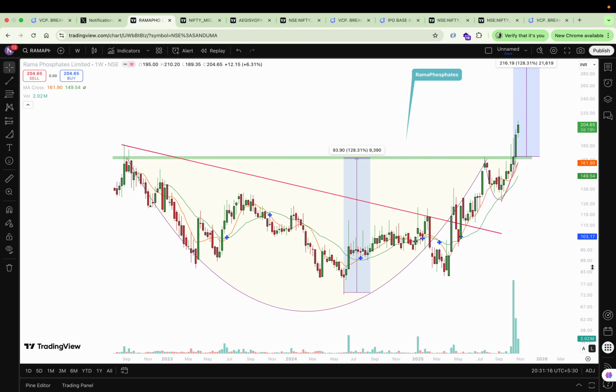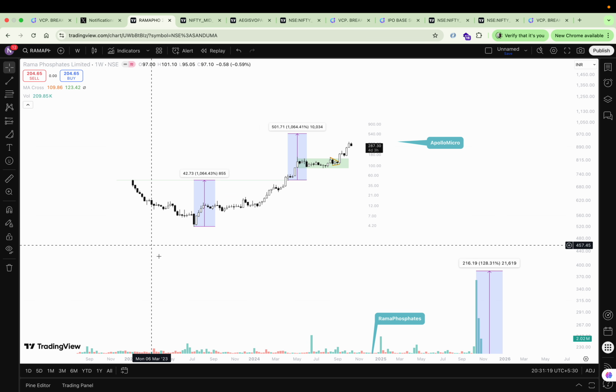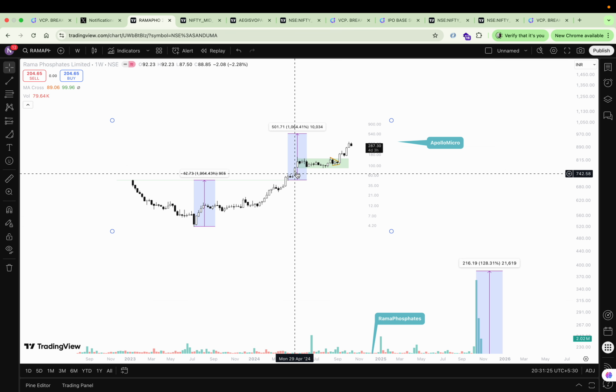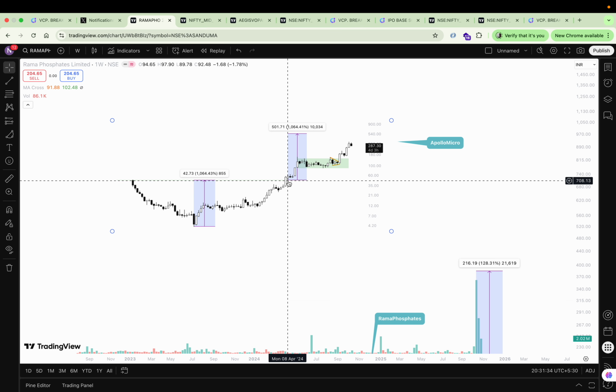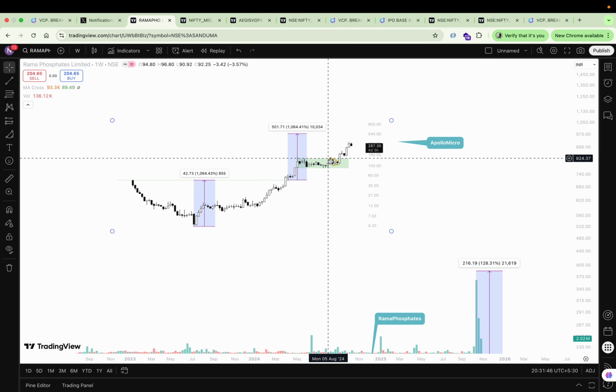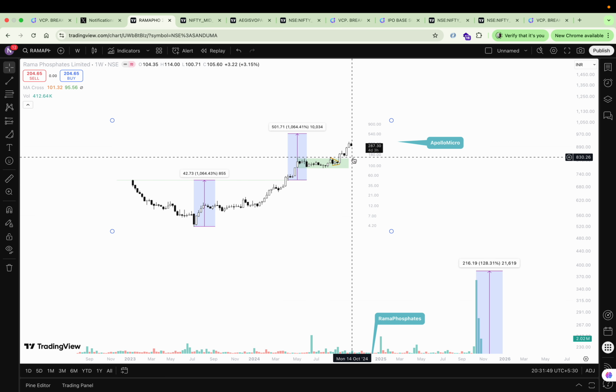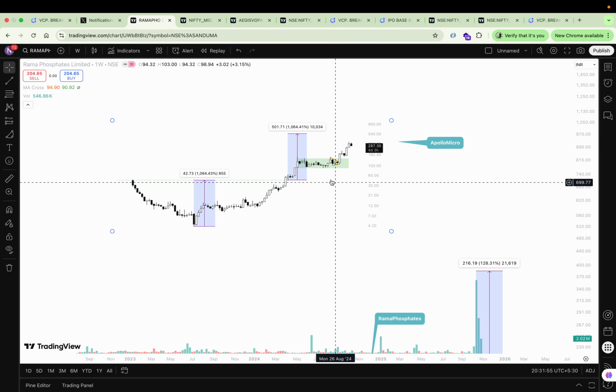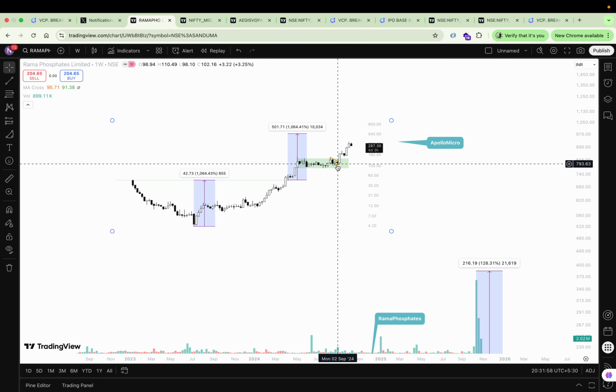This is the same pattern which we have seen in the case of Apollo Micro. Again, there was a big base breakout. There was some split, I guess, in this. After the split, it was shared around 145, then it went to 350 something. Such breakouts give a very good move in midterm.